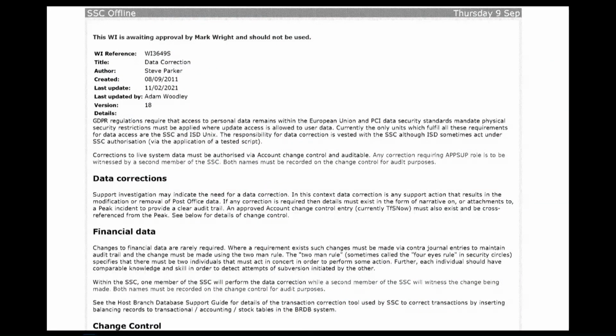The responsibility for data correction is vested in the SSC, although ISD sometimes act under SSC authorization via the application of a tested script. Corrections to live system data must be authorized via account change control and auditable. Any correction requiring apps up role is to be witnessed by a second member of the SSC. Both names must be recorded on the change control for audit purposes. Yes.